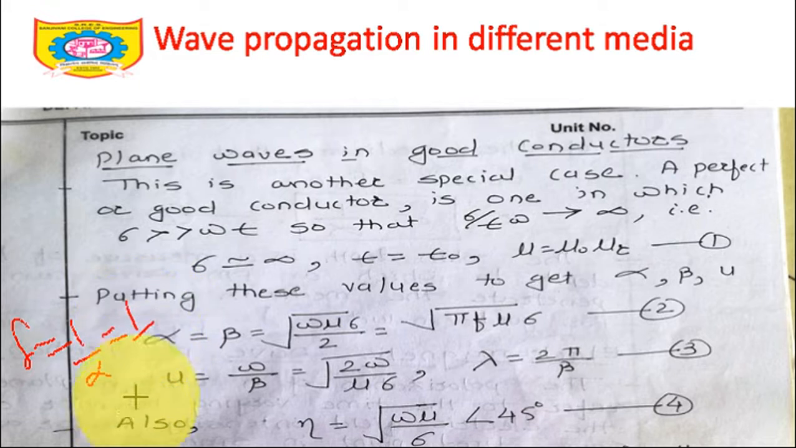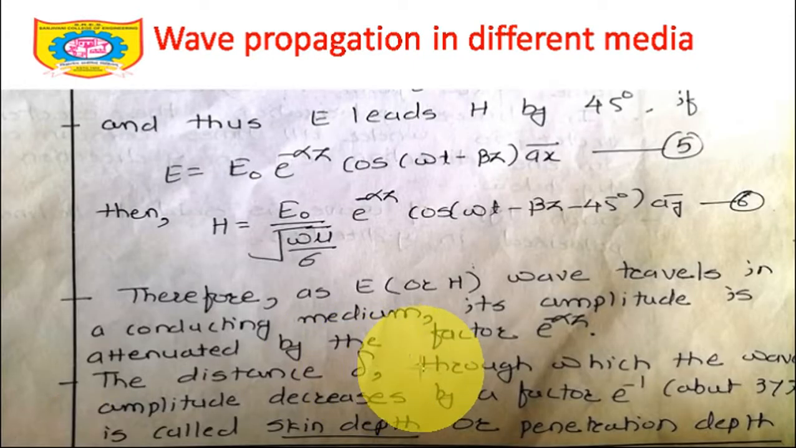In the last two examinations, we got one numerical on this calculation of the skin depth. So delta is equal to 1 by alpha is equal to 1 by beta, and I can represent delta by taking the reciprocal of this, so I will get 2 divided by omega mu sigma. That's the value of delta, or we call this delta the skin depth. So what is skin depth? Skin depth is nothing but the distance delta through which the wave amplitude decreases by the factor of e raised to minus 1. E raised to minus 1 means about 37%, and it is called skin depth or penetration depth.